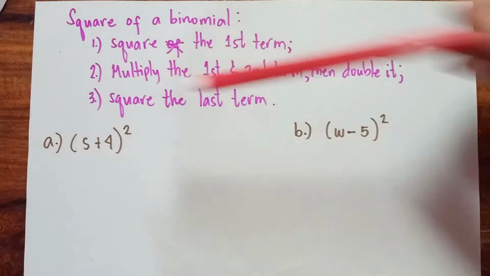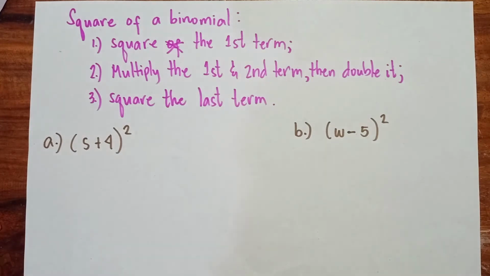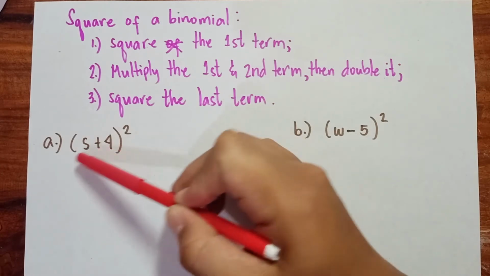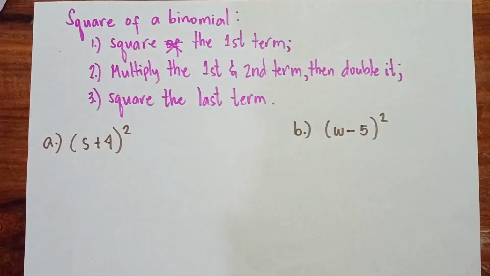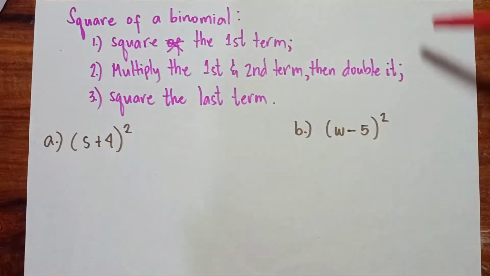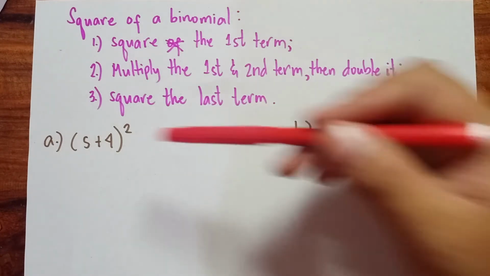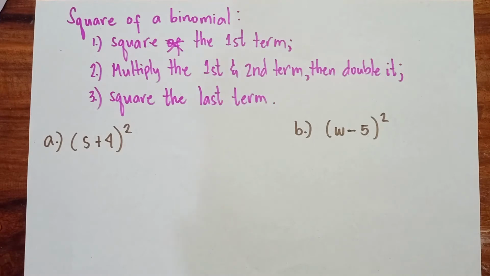Okay, so I will show you a specific example. For instance, we have here s plus 4 quantity raised to 2, or s plus 4 quantity squared. So this is a square of a binomial because we have two terms, so this is a binomial. By using these steps, we are going to get the square of this binomial instantly. Okay? So how do we do it?